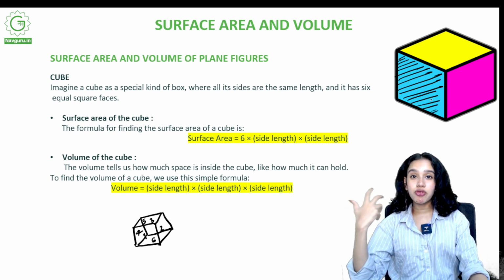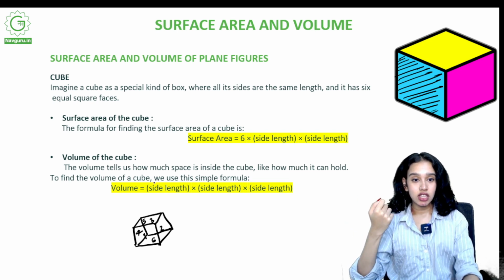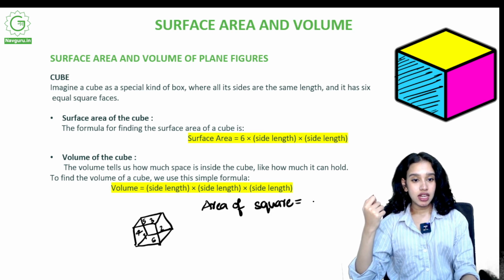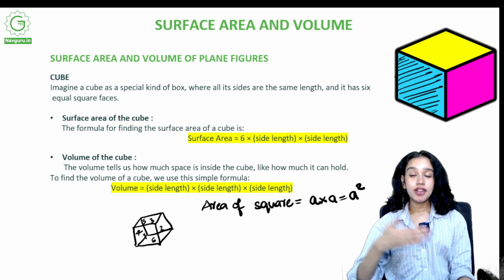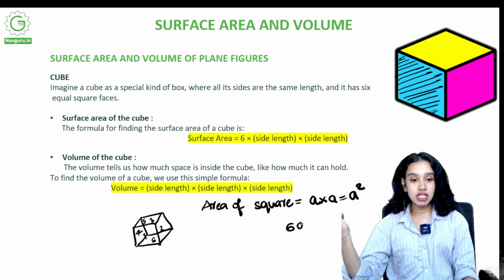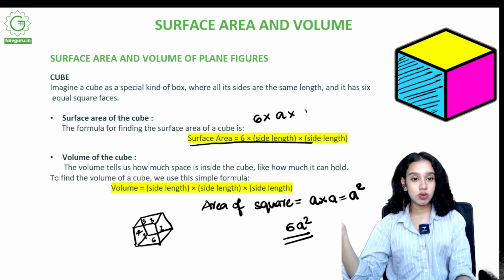And what is the shape of the faces of a cube? It is a square, right? So, we have 6 square faces. What is the area of a square? Area of a square is equal to side into side, or we could call it a squared, right? We have 6 square faces in a cube, so we multiply this by 6 and we get 6a squared. So, the surface area of a cube is equal to 6 into a squared, where a is the side length.